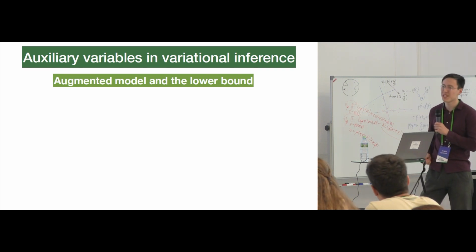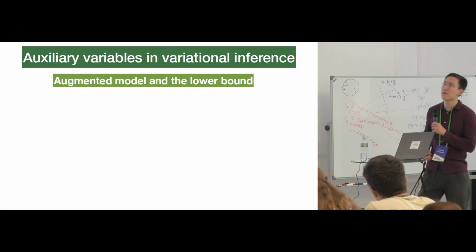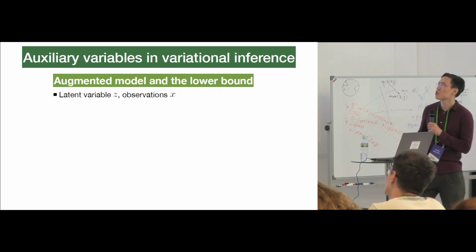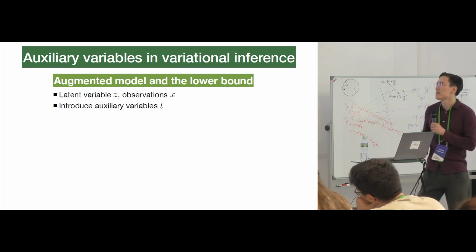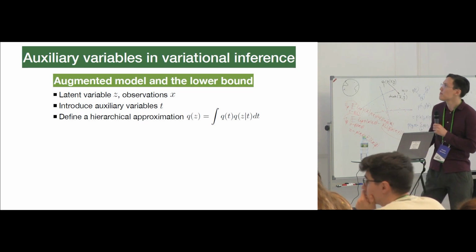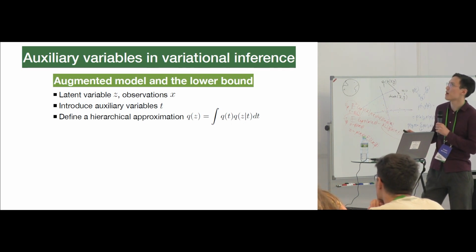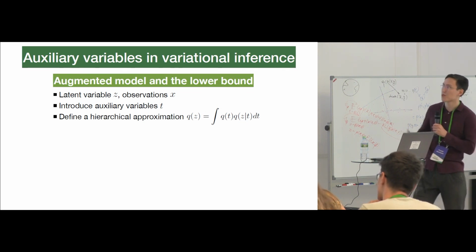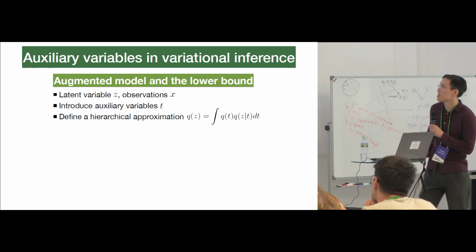And in fact, this trick of providing higher level latent variables such that the original problem is not changed is not unique, and it appears in variational inference in the following form. So again, imagine that we have a latent variable model with latent variable z and observations x, and we introduce auxiliary variables t such that our variational approximation is an integral over t. So we have a prior distribution q(t), and we have a particular approximation that depends on t, and we marginalize over this auxiliary variable.